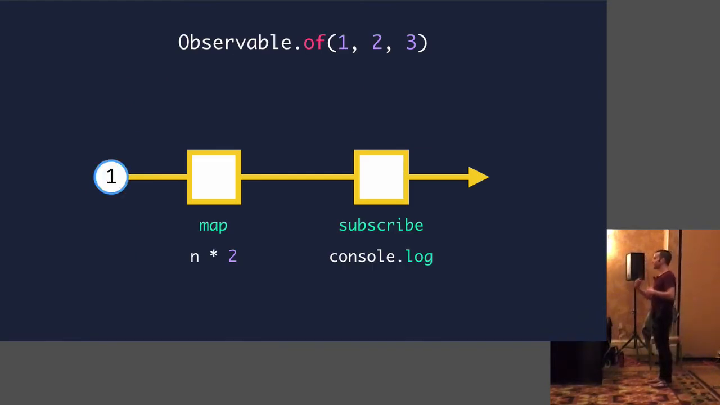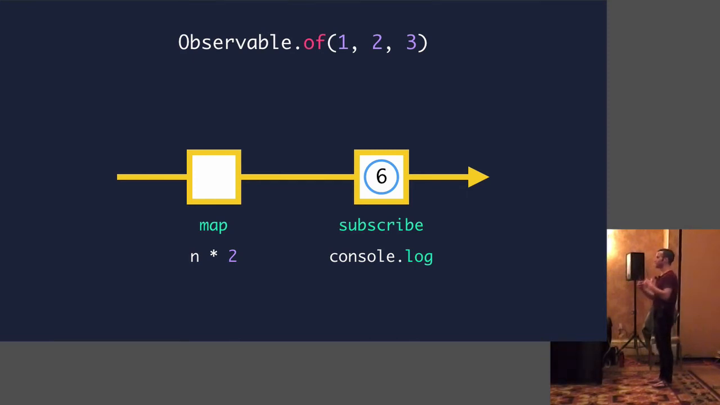So as I get a value, it's going to hit that map operator. So we have 1. I'm going to transform it into 2. That 2 then gets passed on to subscribe in console.log. Same thing with the next value, 2. We get that, we map it to 4, and that goes along to subscribe and print it out. And then finally 3 comes along where we map it to 6, and we print that out.